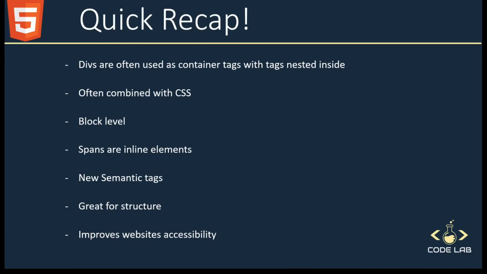So as always, guys, just a quick recap of the key points of this lesson. Divs are often used as a container tag with other tags nested inside, and it's often combined with CSS to create the styling. It's a block level element, whereas spans are inline level elements and great for inline styling. The introduction of HTML5 came along with new semantic tags, which are great for website structure and greatly improve websites' accessibility.